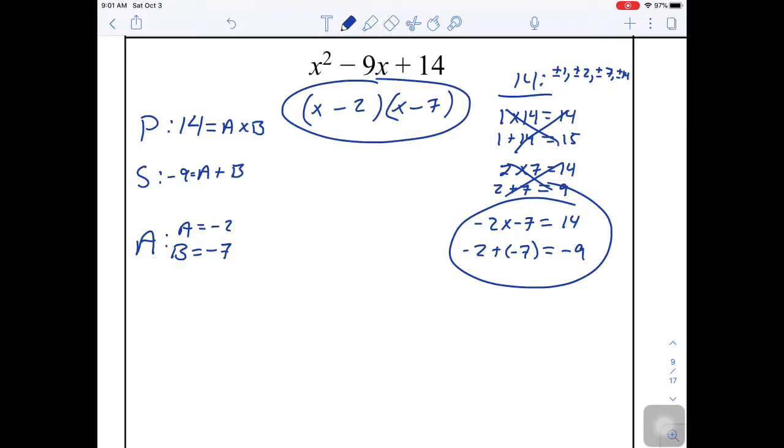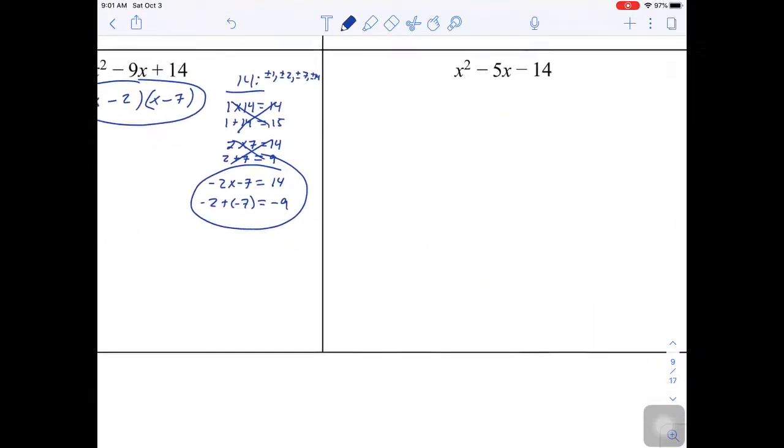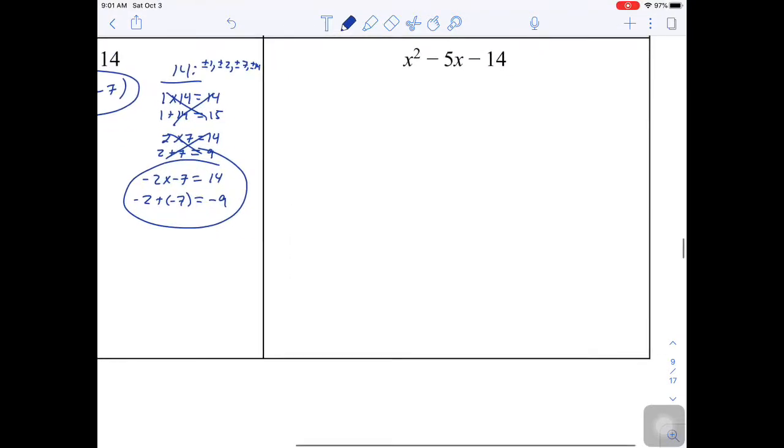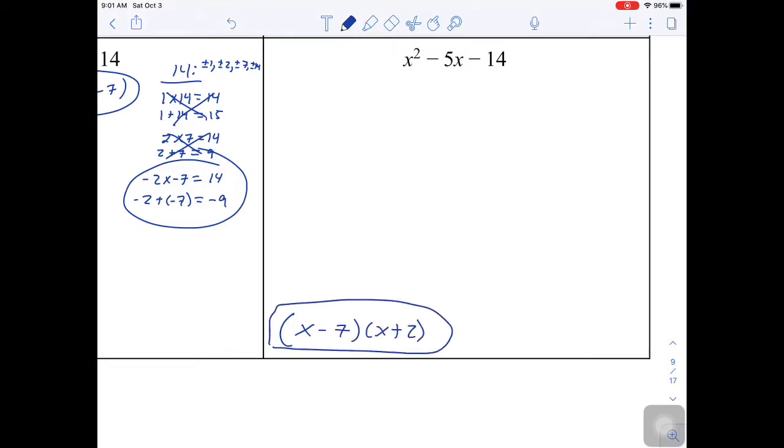So what I would suggest doing is maybe practicing this one over here. Okay. Can you determine why the binomial's factored form is x minus 7, x plus 2? Once you get really good at this, you can do it in your head pretty fast, but that takes a lot of practice. Okay? Try and do this on your own and get to the solution here.